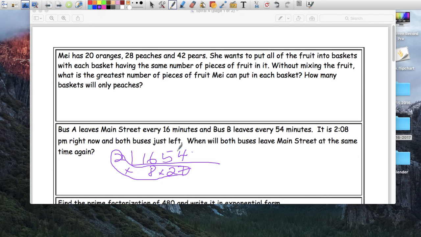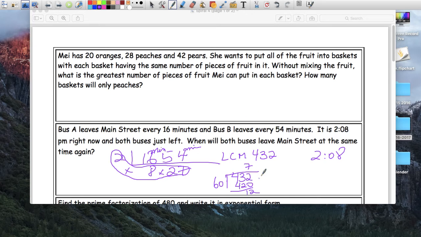So the units here are minutes. It's 16 minutes here, 54 minutes here. If you multiply, the LCM ends up being 432 minutes. So what's 432 minutes after 2:08? If it's 2:08 now and 432 minutes have passed, what time would it be? Well, I know 1 hour is 60 minutes. So how many 60 minutes can fit into 432? Let's divide that. 60 goes into 432 seven times, because 7 times 60 is 420. And I have 12 minutes left over.